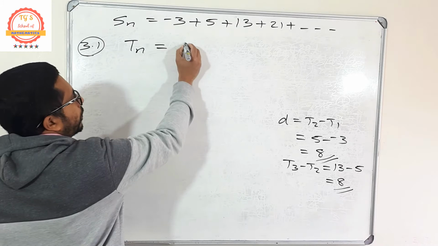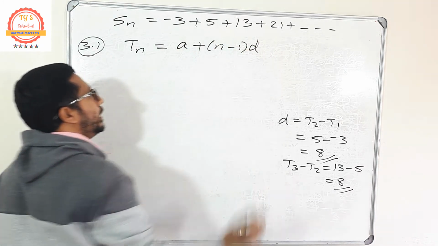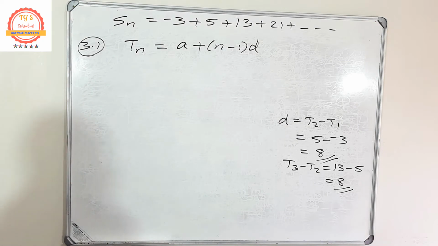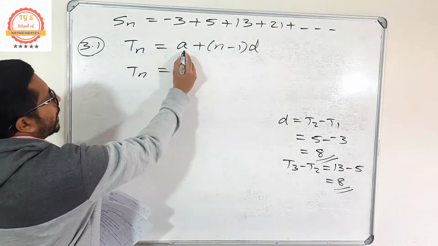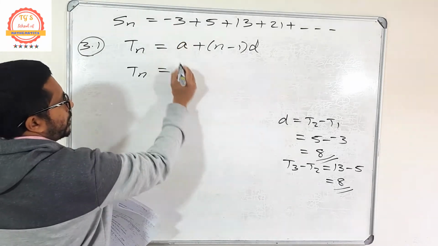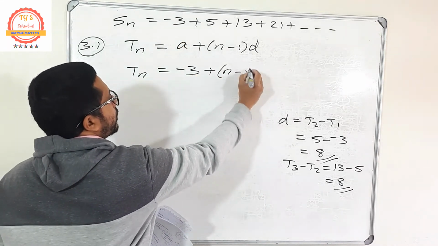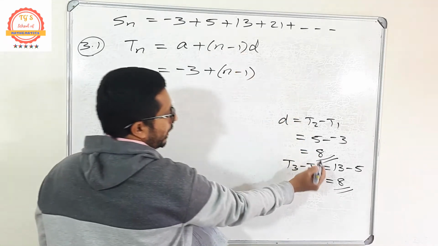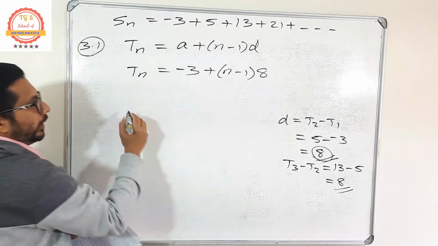Tn is equal to a plus n minus 1 into d. This is the formula that you studied to find the general term of an arithmetic sequence. So Tn is equal to, what is a? a stands for first term. First term is minus 3 plus n minus 1 into d. What is d here? We got 8. So substitute 8.